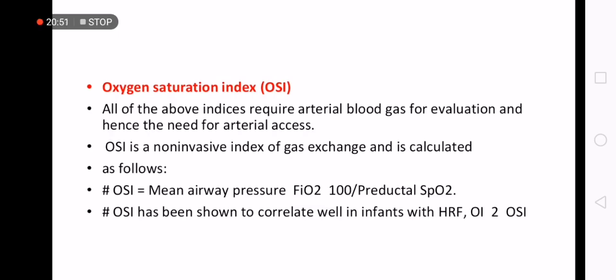Oxygen saturation index is a non-invasive index of gas exchange and is calculated as follows: mean airway pressure multiplied by FiO2, divided by the pre-ductal saturation.